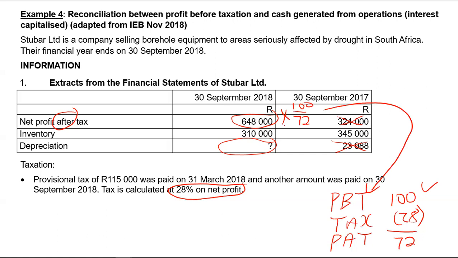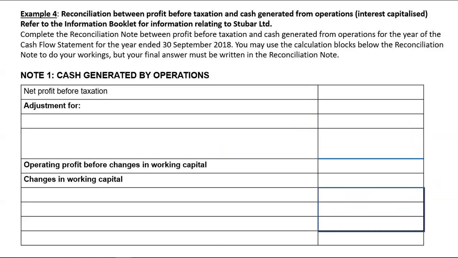Let us go to our reconciliation note. In our reconciliation note, I will simply start there with profit before taxation and put the workings in brackets for me to get profit after tax, and my profit before tax will be 900,000. Done, just like that. Okay, moving right along. I need depreciation. I also need interest expense, and all those amounts are not given to me.